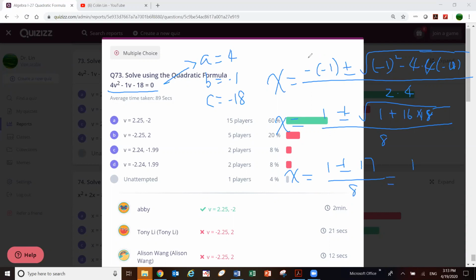So you get 8 over 8, or -16 over 8. So here is -2, and here is 2 and a quarter, right? Two answers. So you get -2 and 2 1/4. That's the answer. All right.